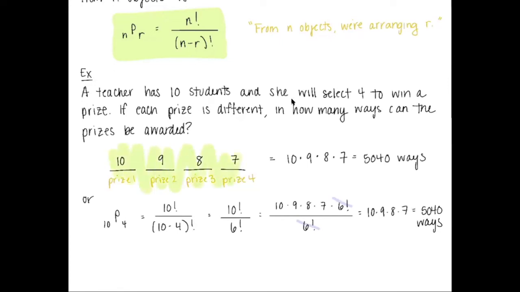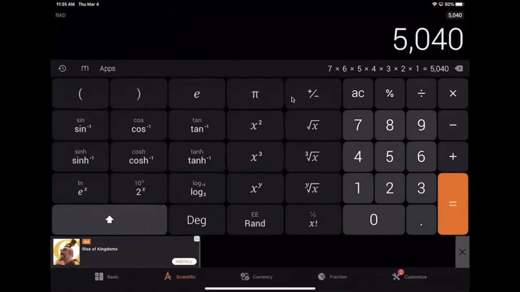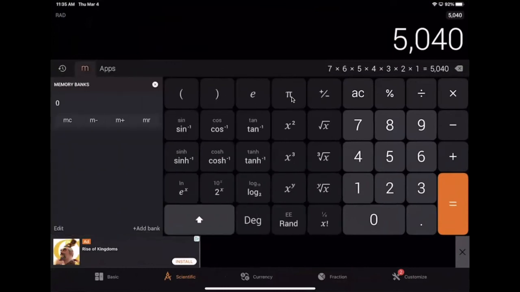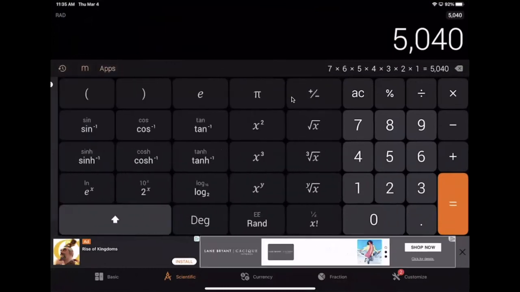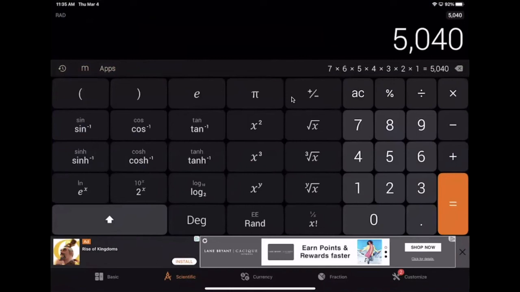This is great, but again, if I tell you you have 1,000 students and 15 prizes, doing that by hand is a lot more complicated, and this method will be really good. I don't think this calculator has that button. Your phone calculator won't have one.